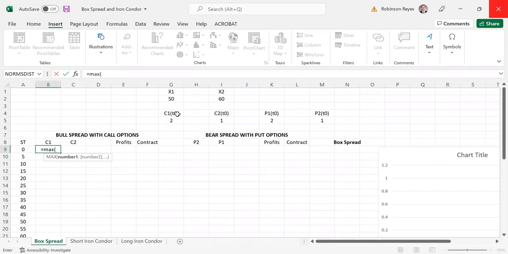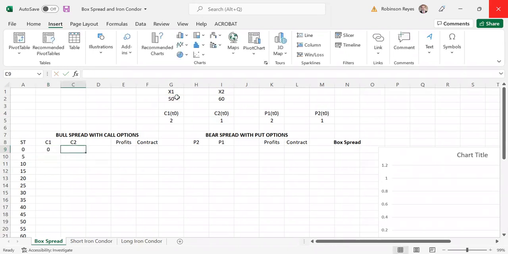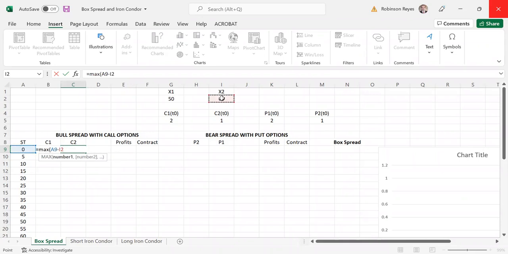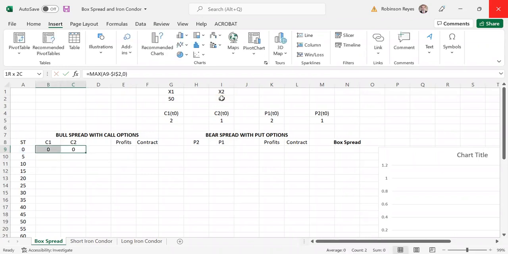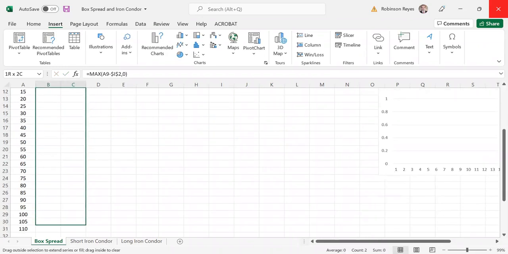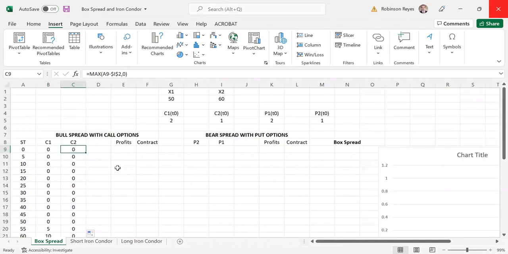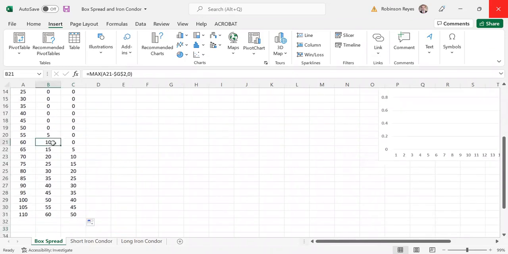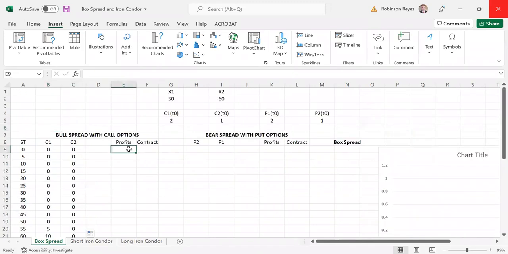The intrinsic value of C1, the call option with the low strike price, is max of stock price minus strike 1, comma 0. We lock this strike cell. The intrinsic value of call option 2 is max of stock price minus strike 2, or 0. And then we scroll these two down. Once again, we see a constant difference between these two, which of course comes from the different strikes.